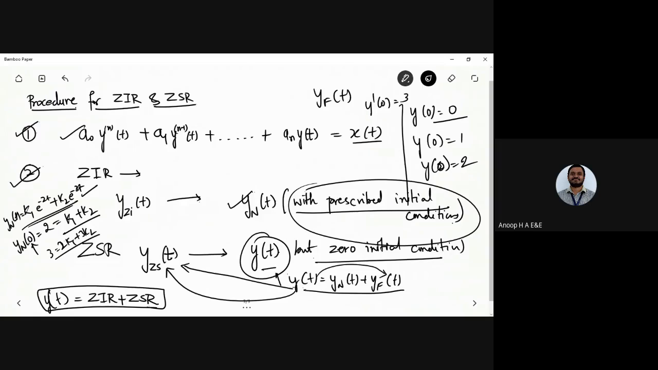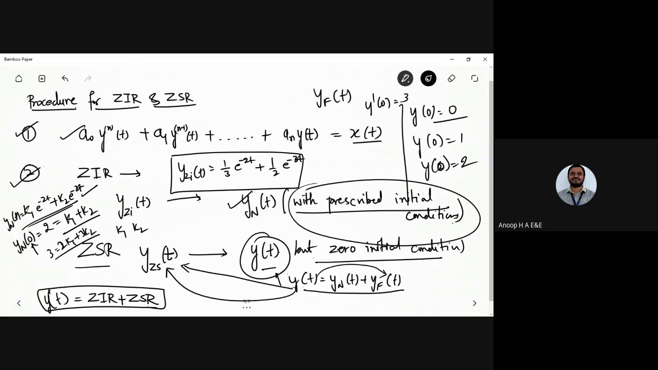There you are going to find out k1 and k2. So yzi of t would be equal to, say, 1 by 3 e power minus 2t plus 1 by 2, some value I'm giving here. This is not the exact one. So you will get the zero input response like this, and I'm giving it as an example. Zero input response is to be found out like this.